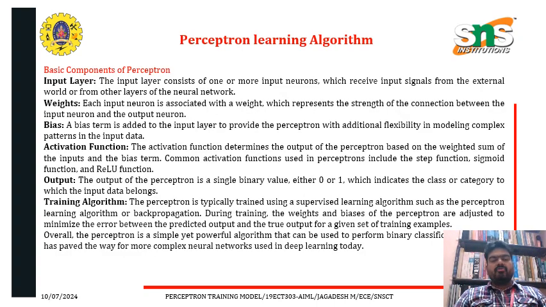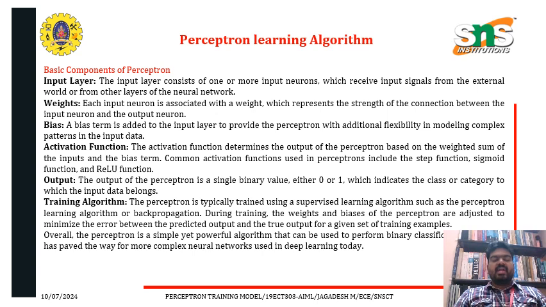The basic components of a perceptron are input layer, weight, bias, activation function, output, and training algorithm. The input layer consists of one or more input neurons which receive input signals from the external world or from other layers of the neural network. Weights: each input neuron is associated with a weight which represents the strength of the connection between the input neuron and the output neuron. Bias: a bias is a term that is added to the input layer to provide the perceptron with additional flexibility in modeling complex patterns in the input data.